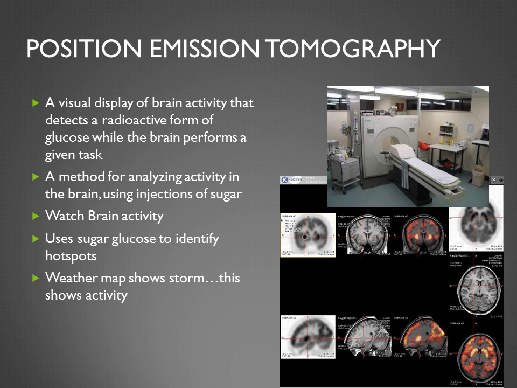So you may lay inside the PET scan machine and they may inject you with a certain substance, and then they're going to watch particularly where your brain is active, maybe if they ask you a series of questions or not. Like a weather map shows a storm that's coming, this shows the activity that's taking place in your brain.